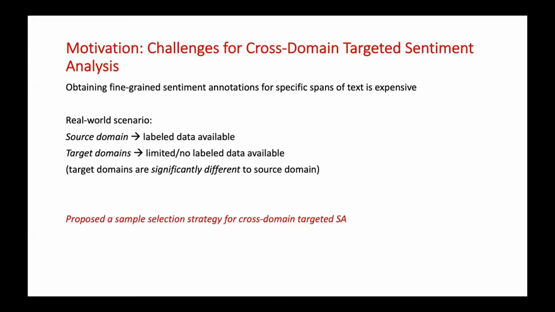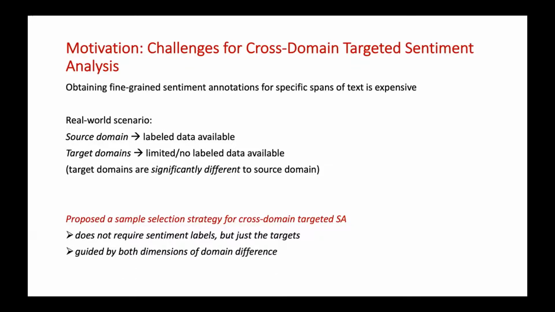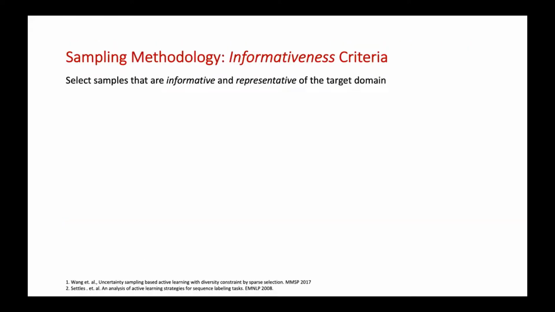So in our work, we propose a sample selection strategy for cross-domain targeted sentiment analysis that does not require sentiment labels, but just the targets. And it's guided by both the dimensions of domain difference that we saw a slide ago. Let me now walk you through the sampling strategy itself. Our sampling methodology focuses on two aspects of the domain difference. It tries to select samples that are both informative and representative of the target domain.